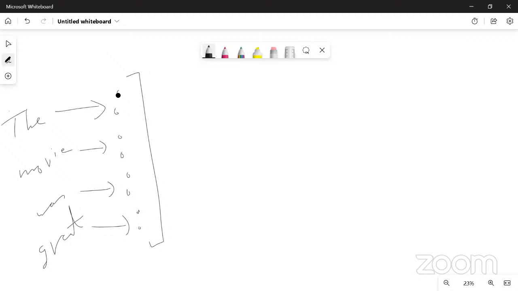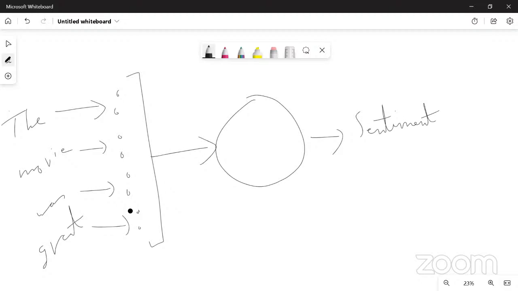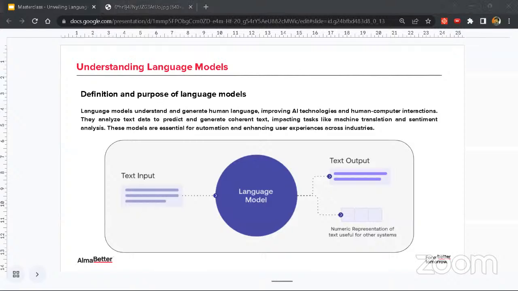So we are basically having a set of 8 numbers that we're using as input, and we are feeding this to a neural network, and that is going to give us the sentiment or the output. Like, okay, the movie was great. Sentiment is predicted to be positive. That's the way the whole thing is actually working out behind the scenes.